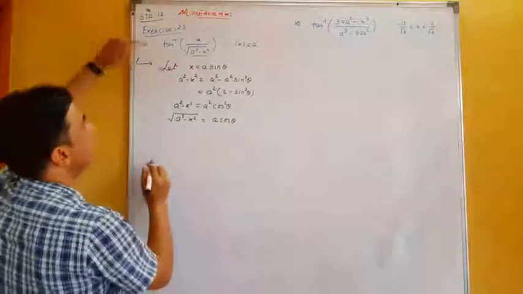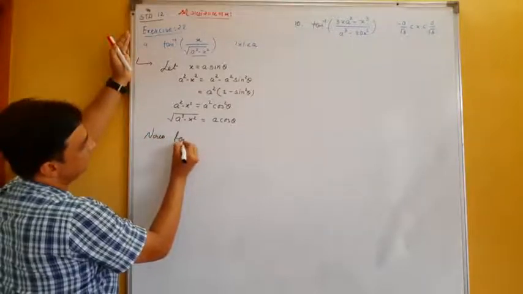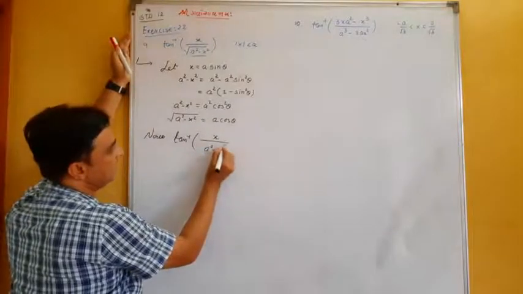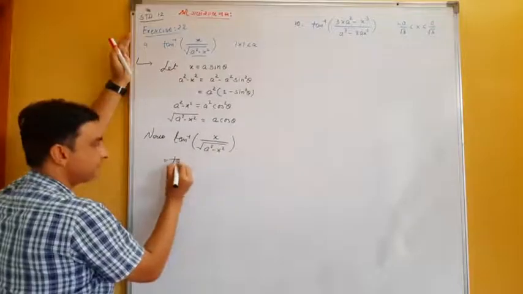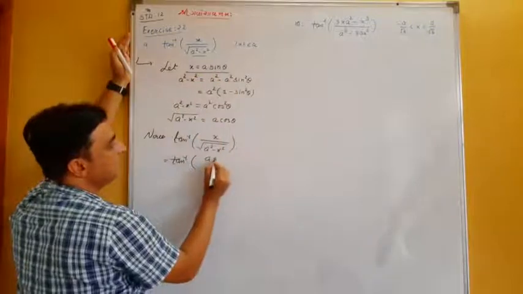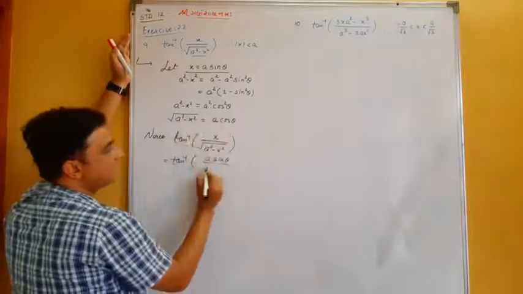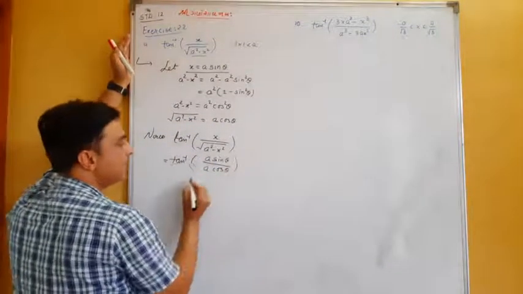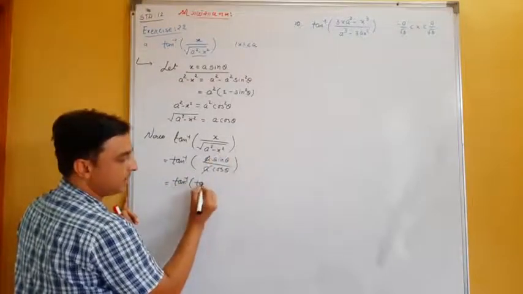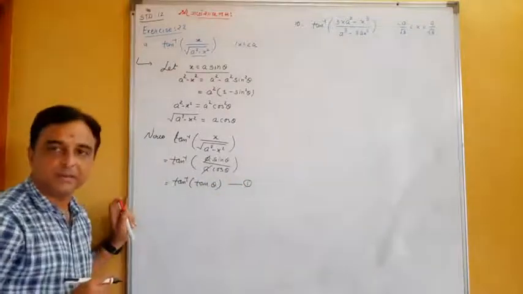Substitute that value in the given question. So now tan inverse x by under root a square minus x square. x is a sin theta and under root a square minus x square is a cos theta. A cancel, tan inverse sin upon cos is tan theta. Let's say it is 1.